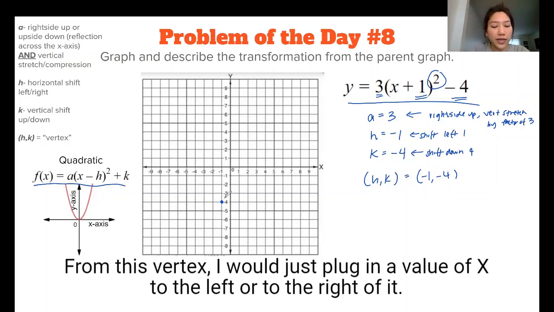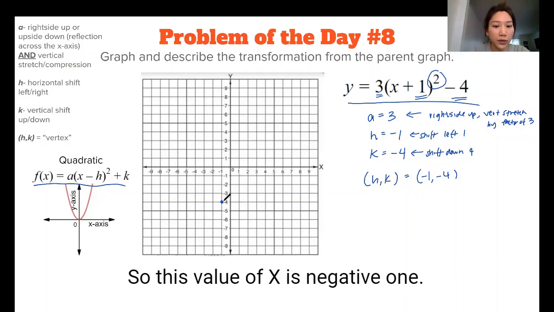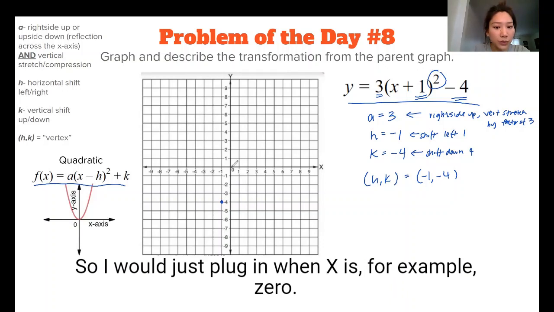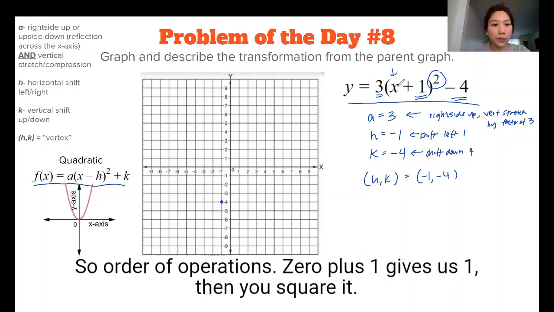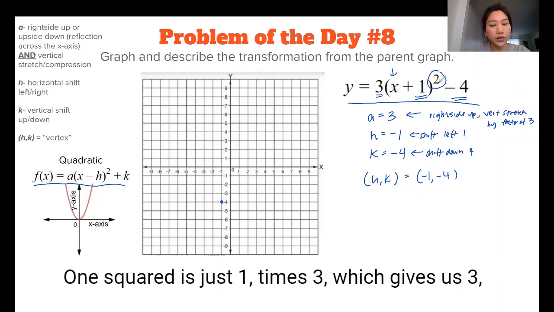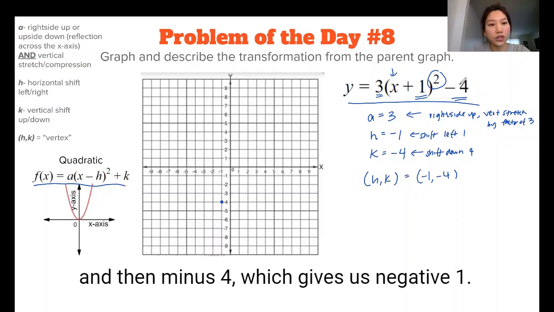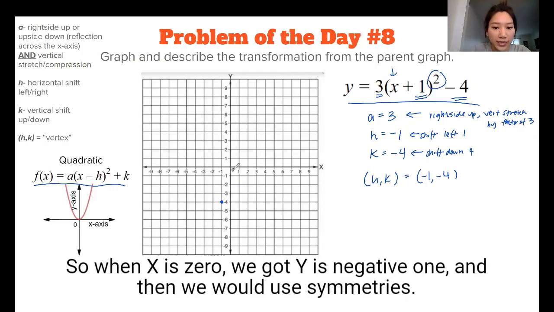So from this vertex, I would just plug in a value of X to the left or to the right of it. So this value of X is -1, so I would just plug in when X is, for example, 0. Okay, so in the original equation, if X is 0, and then you can do this math in your head. So order of operations, 0 plus 1 gives us 1, then you square it, 1 squared is just 1, times 3, which gives us 3, and then -4, which gives us -1. So when X is 0, we got Y is -1.